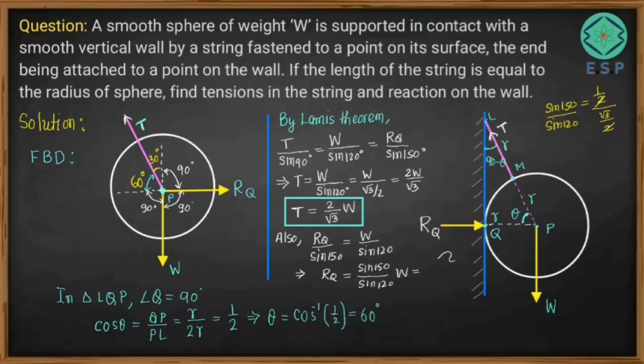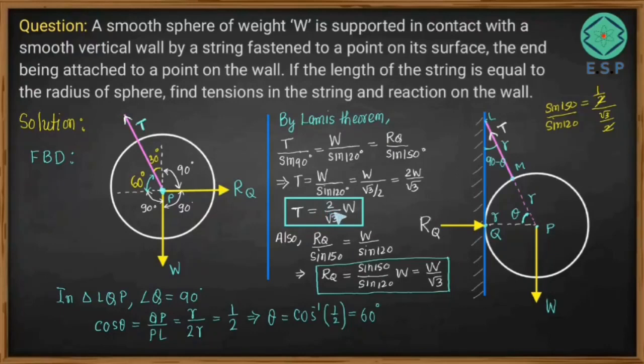So we can write this as W divided by root 3. This is the expression for RQ, friends. So we got the expression for RQ as weight divided by root 3, and the expression for tension as 2 by root 3 times weight.